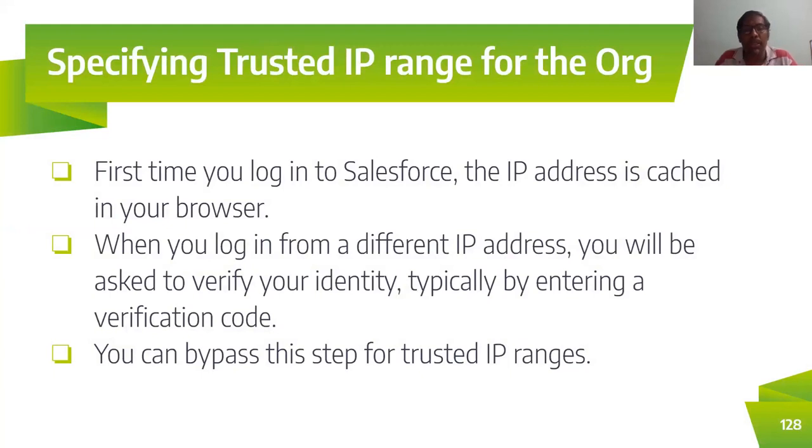Now let me see what is trusted IP range in an organization. The first time you log into Salesforce, the IP address is cached in the browser. When you log in from a different IP address, you will be asked to verify your identity, typically by entering a verification code. You can bypass this step for a trusted IP address. Right? The first time when you enter the username and password, it will ask you to verify, right? When you first log in, it asks for your country and then your phone number.